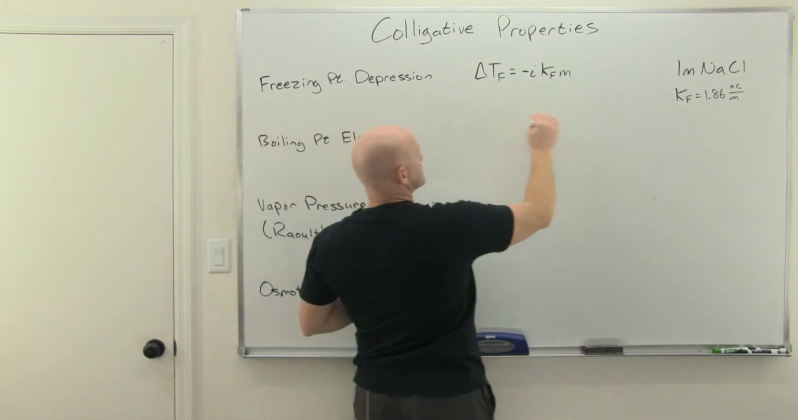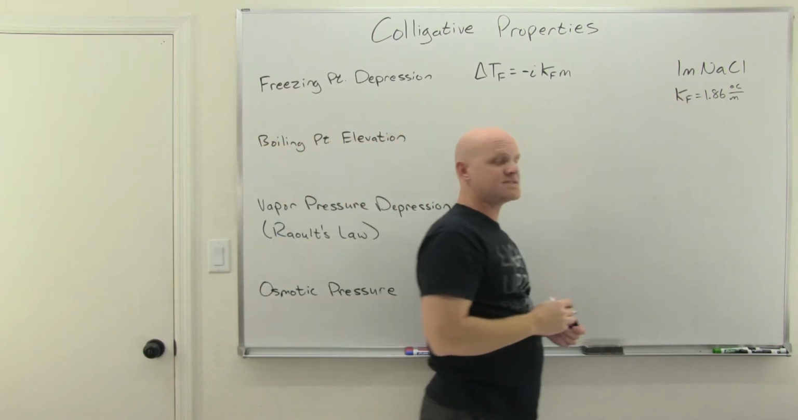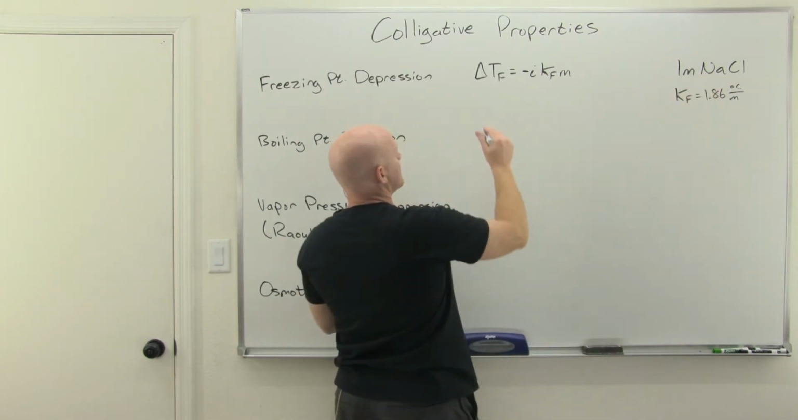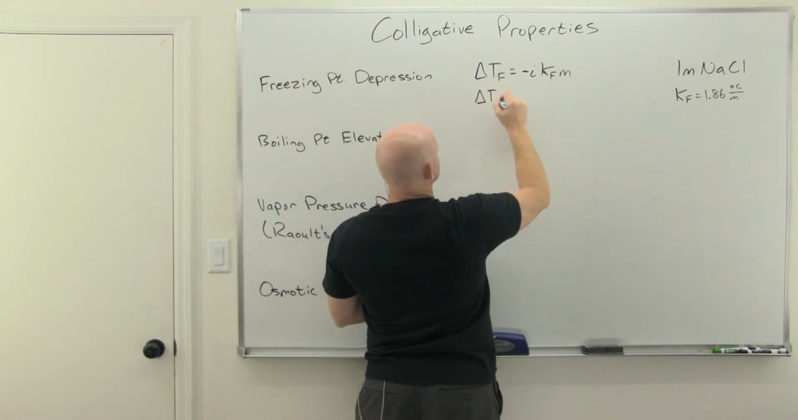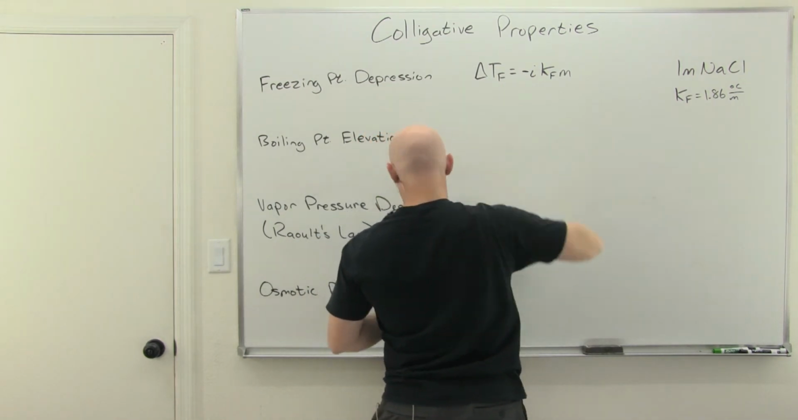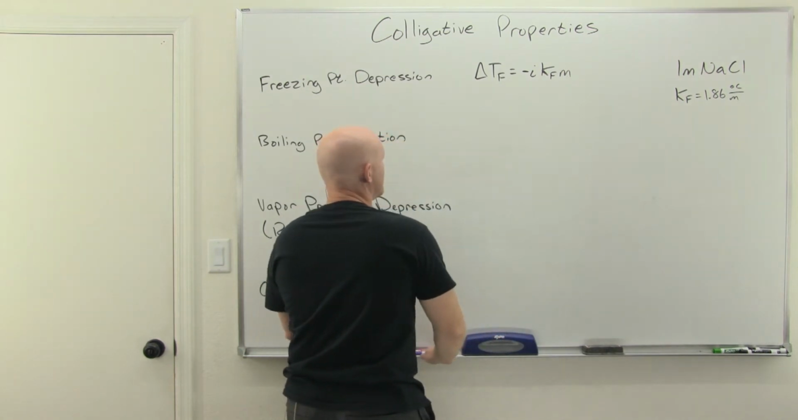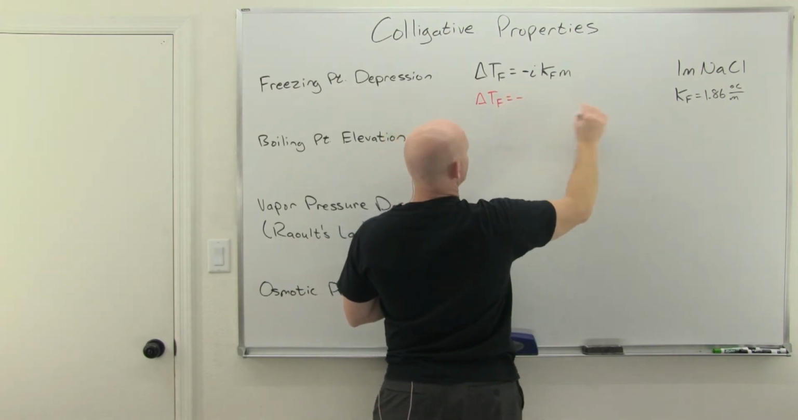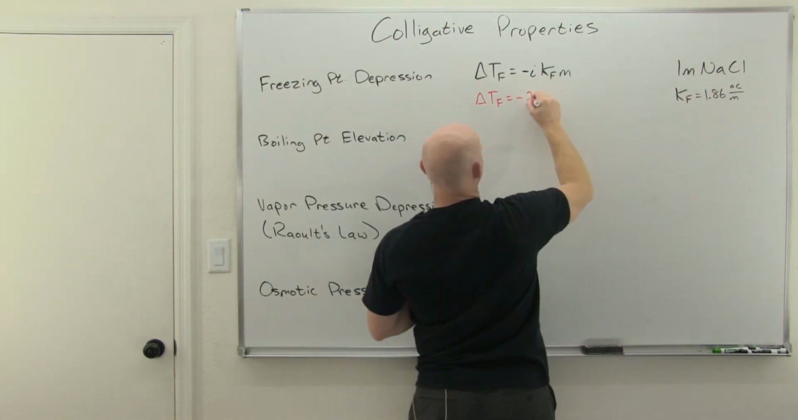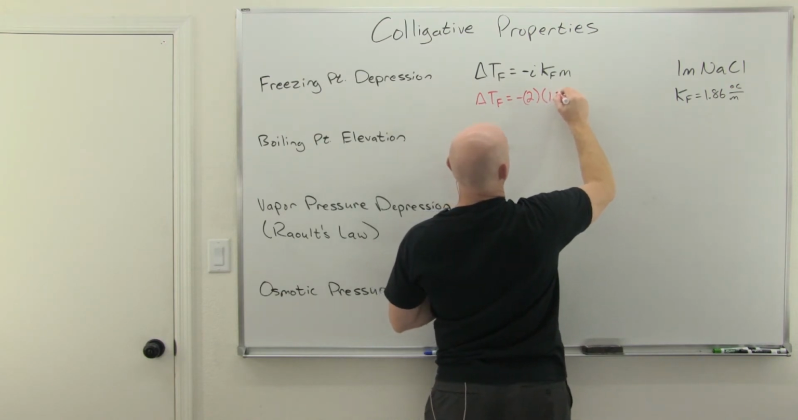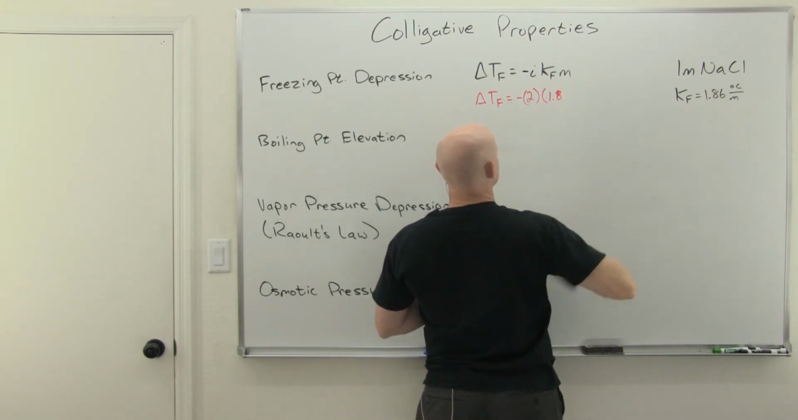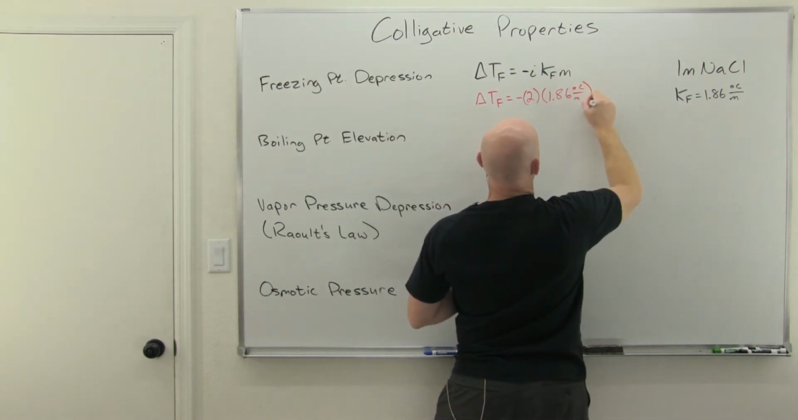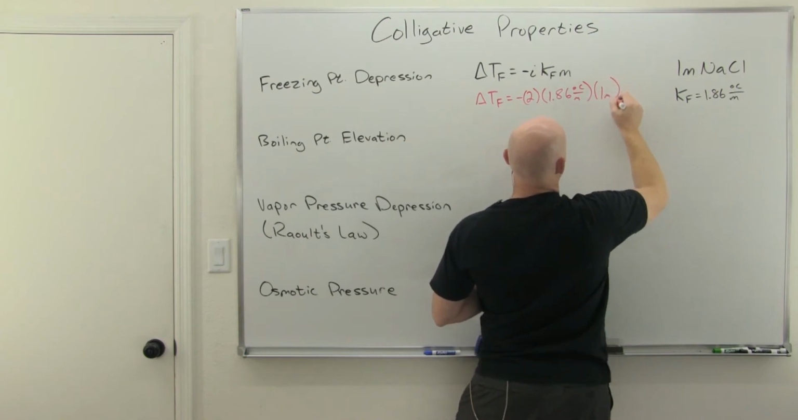The first question on your handout in this section is, what is the freezing point of a 1 molal solution of NaCl in water? In this case, we'll just plug and chug. Let's do this in a different color, to keep that regular equation separate. We've got delta Tf equals negative i, and the Van't Hoff factor for NaCl is 2, times the freezing point constant of 1.86 degrees Celsius per molal, times the molality, which is 1 molal in this case.